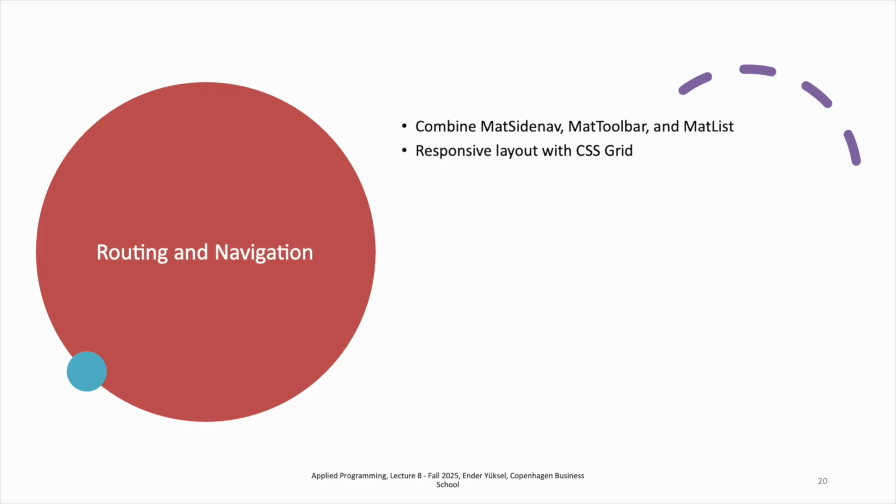You can use CSS Grid for layout management. CSS Grid is a layout system that allows two-dimensional placement of elements. It's ideal for complex layouts like dashboards. Angular Material components can be styled using Grid for precise control.